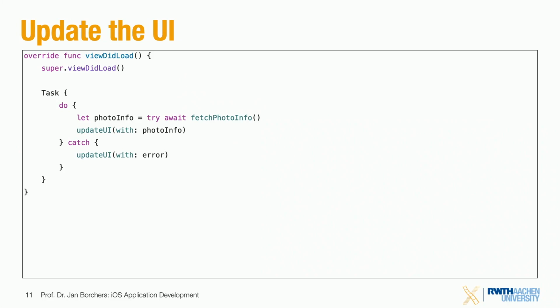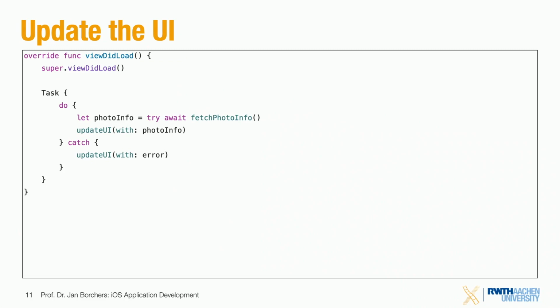and we try to fetch the photo info, and to do that, yes, we need the keyword await, because that is the thing that runs asynchronously, and we use try because this function could also throw an error. And if that worked, then we update our UI with the photo info. And if that doesn't work, then we update the UI with our error.